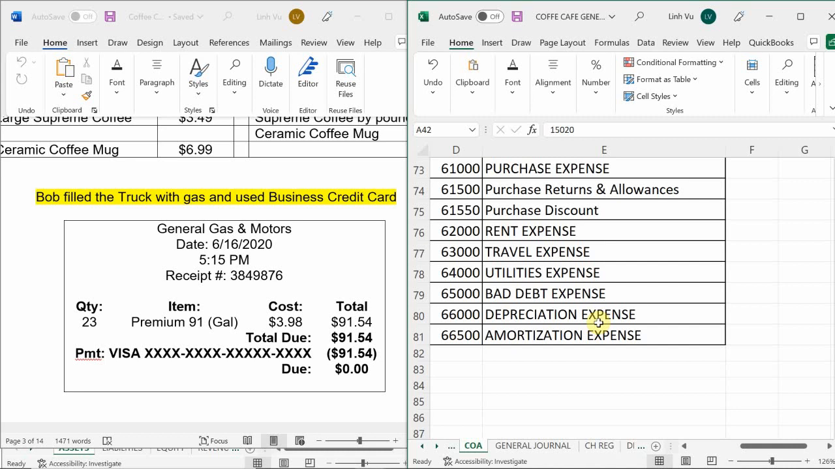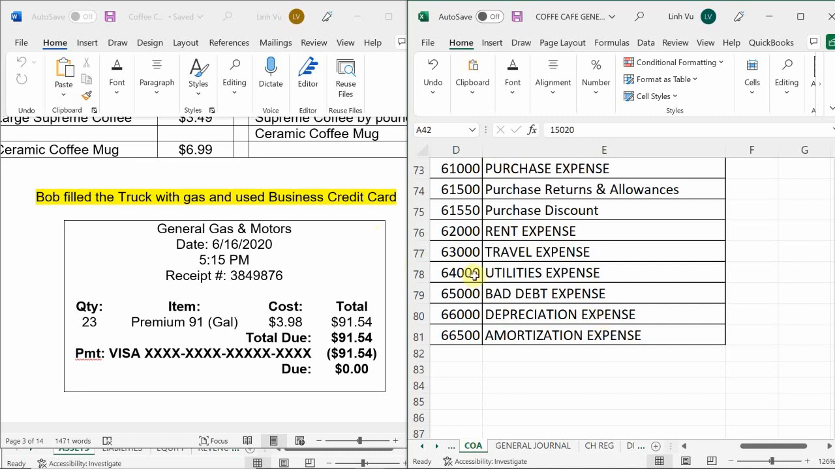Travel. It'd be a travel expense, right? Because what is gas used for? He's putting gas in the truck. What is the truck used for? Traveling around for the business, delivering the coffee to the respective customers, right? So in this case, this is a travel expense. So again, this is $63,000.